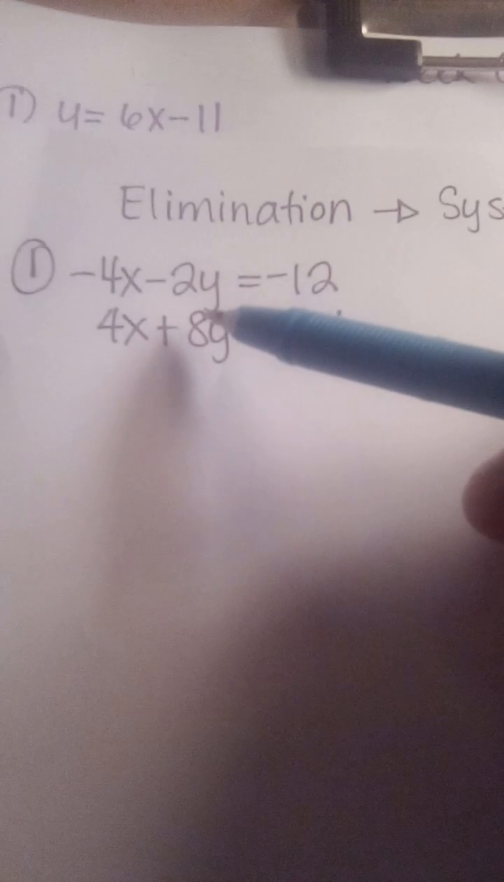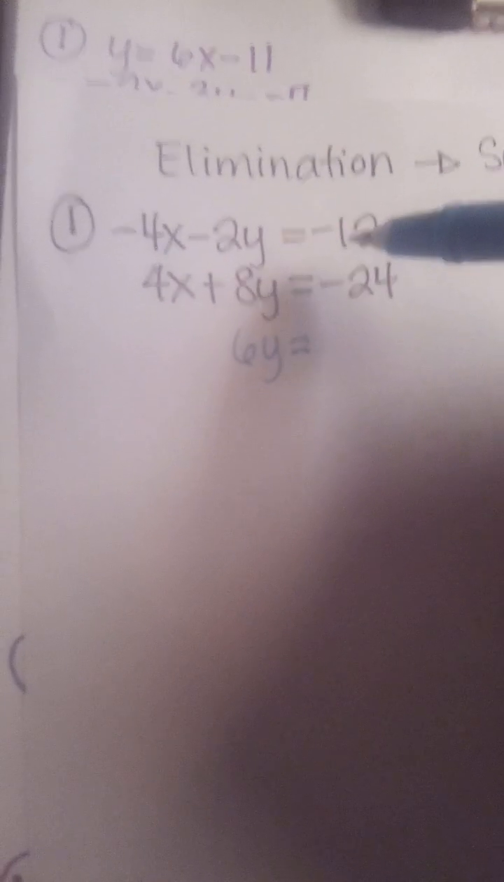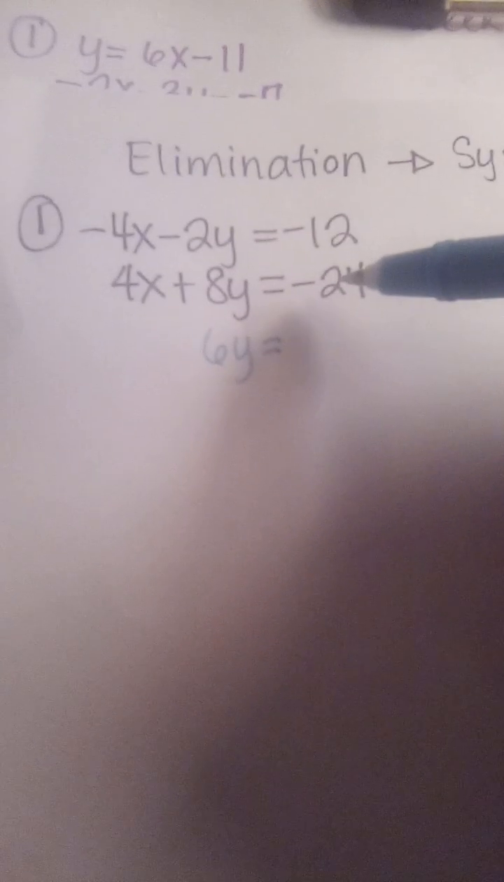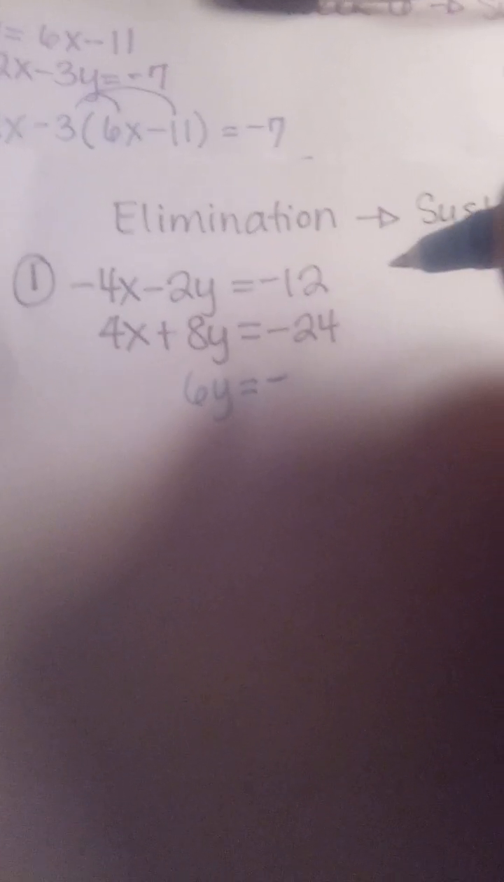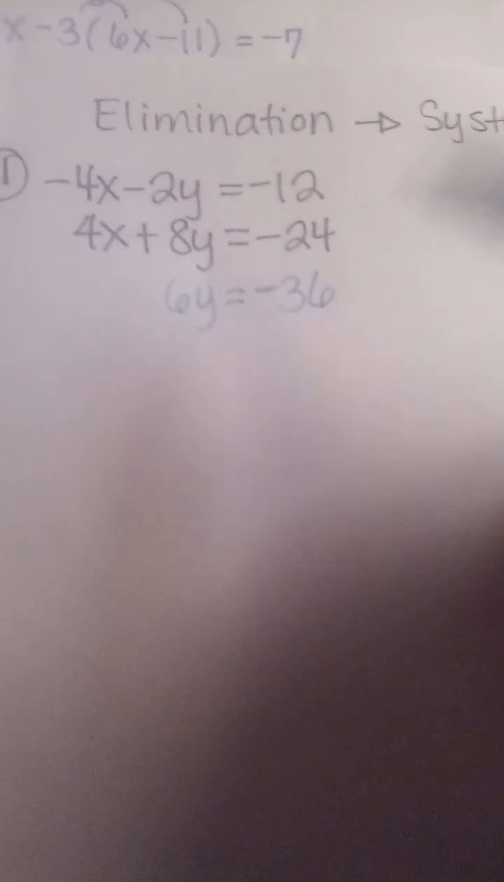We have a negative 2y plus 8y. That gives us, the 8 is bigger, so we have a positive 6y. Then we have a negative 12 minus 24. The answer would be a negative, right? 24 plus 12, that gives us 36. All right. So far, so good. I'll put a line here to make it easier to see what I'm doing.